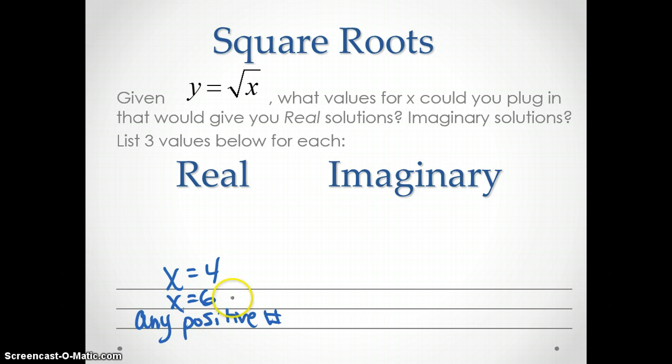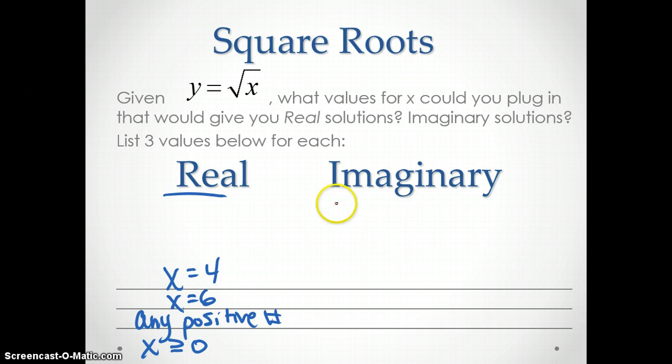Another way I could look at this is, to get a real solution, whatever's under the square root has to be a positive number. So if I plugged in any positive number for x, I would get a real solution. Another way I can say this is x is greater than or equal to 0. If x is 0, it's still a real solution.